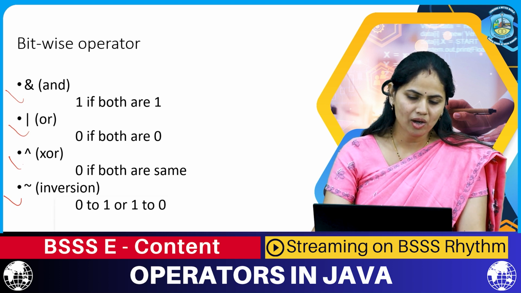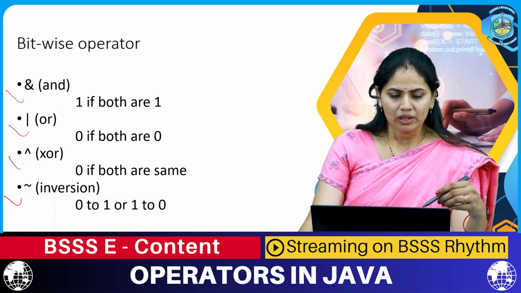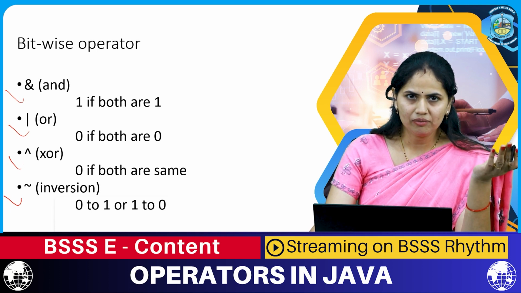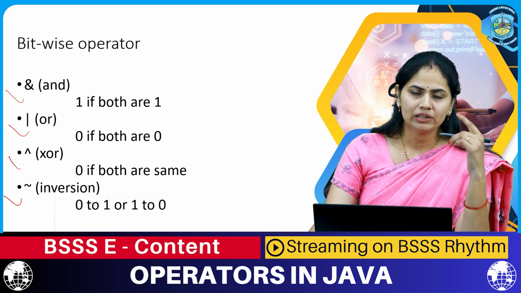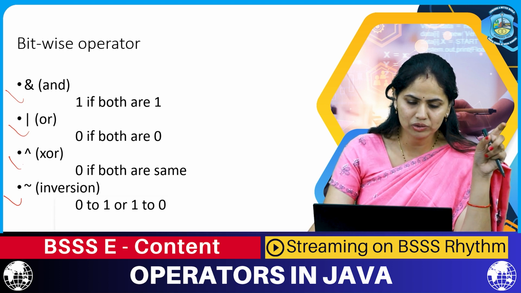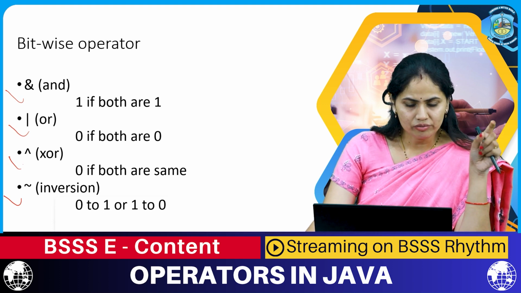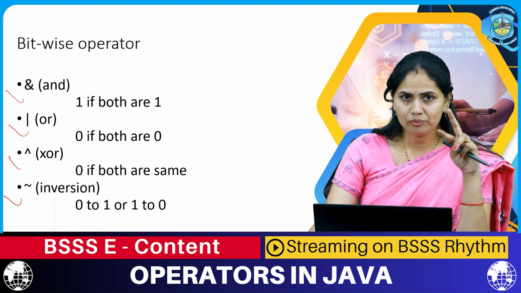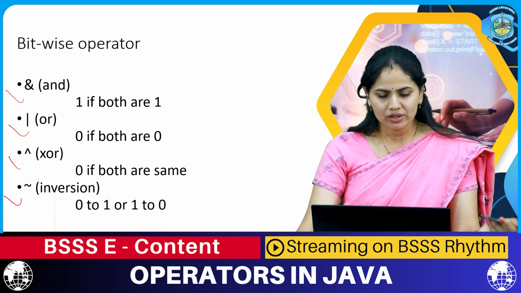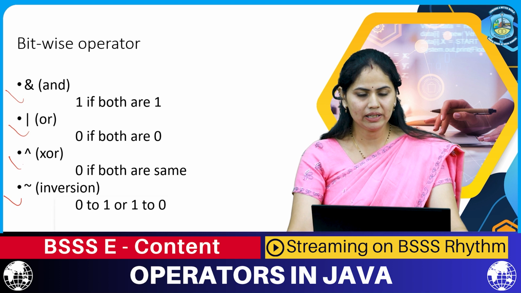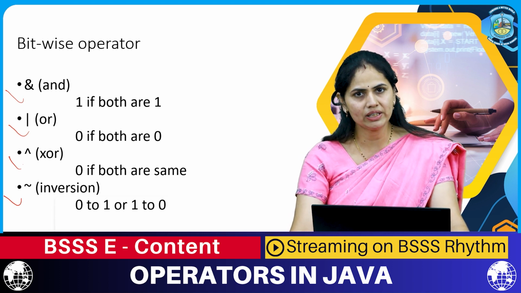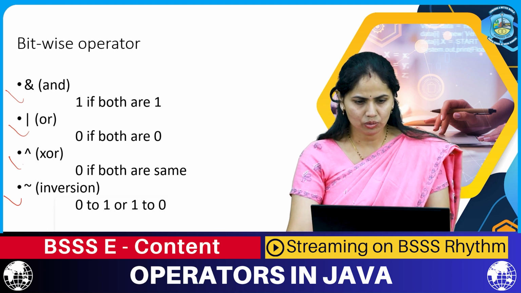Now, what does this bitwise operator show? AND gives 1 if both are 1. It means in a simple way, it will return 1 if both the values are true. It will give 0 if both are 0, that is, if both conditions are false, it will give you false. Exclusive OR gives 0 if both are the same, and inversion is just the opposite. If it is 0, it will give us 1, and if it is 1, it will give us 0.